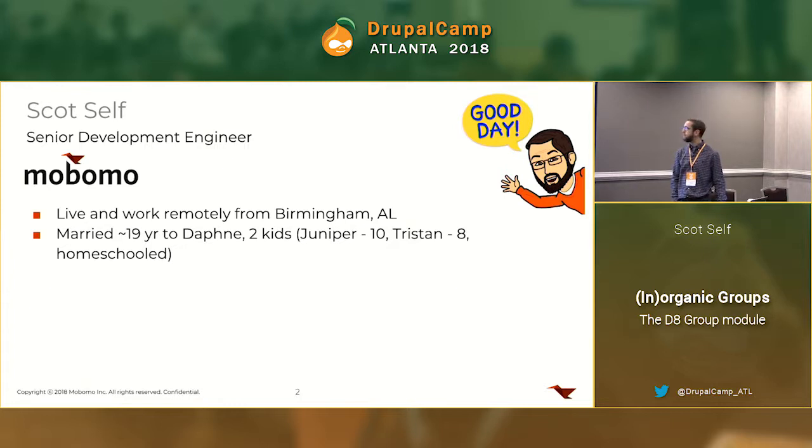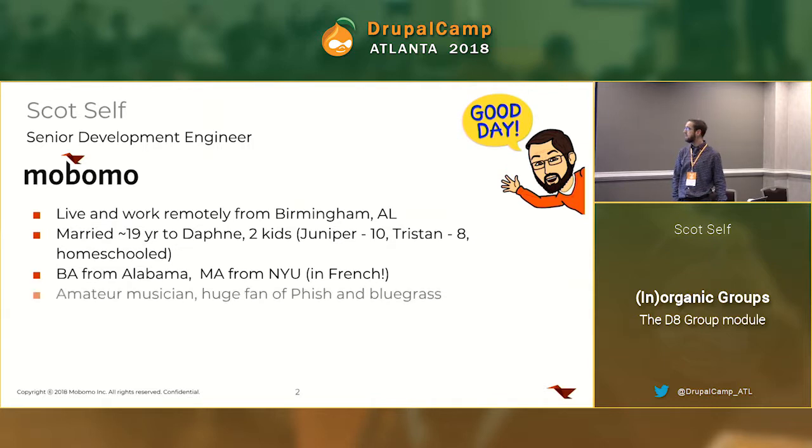So pray for me. I got my bachelor's in Alabama and my master's at NYU in French, of all things. And yeah, I am an amateur musician. Love to play bluegrass, big fish head. That's me everywhere, so just first and last name with 1 T on Scot, please.